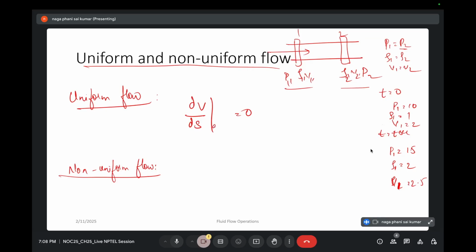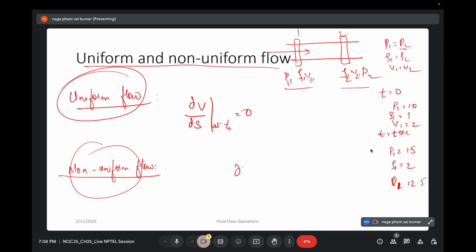At any time, this is constant. They can be changing with time, but they should be the same at every location. Then it is called uniform flow. And exactly opposite is non-uniform flow.